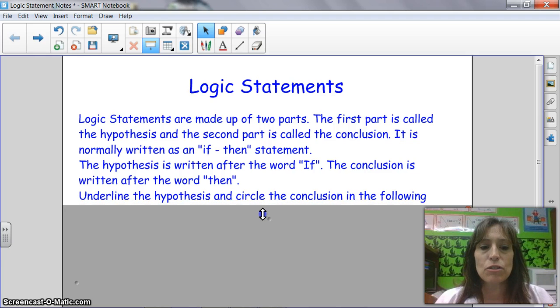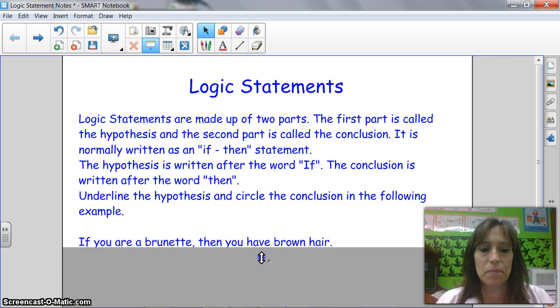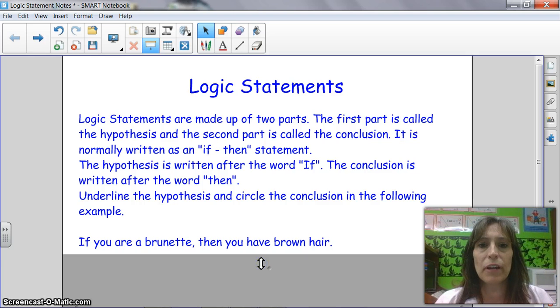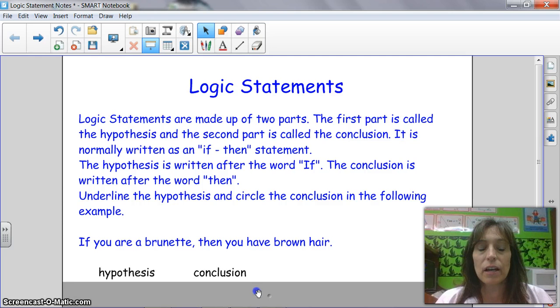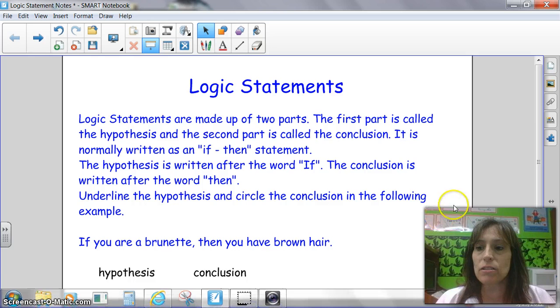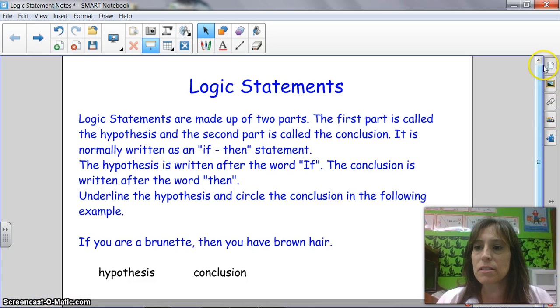In this next one, I want you to underline the hypothesis and circle the conclusion in the following sentence. If you are a brunette, then you have brown hair. So I'll give you just a second for that. Okay, so my hypothesis is if you are a brunette, and the conclusion is then you will have brown hair. All right, so let's go to the next slide, which is going to be the second part on your handout.